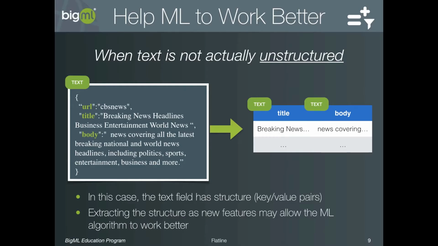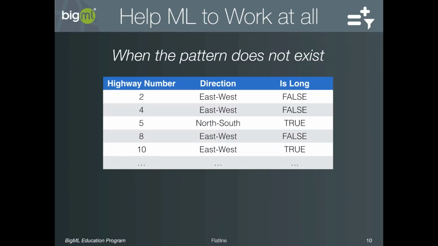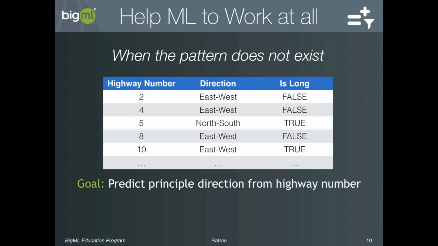And so we saw in that demo that by engineering these new features that extract the structure from the boilerplate field, we can improve the model. So with feature engineering, we help machine learning algorithms to work better. But what about this idea that sometimes we need feature engineering to make machine learning work at all? Let's consider a data set of US highways where we have the highway number, a field that indicates the primary direction of that highway, either north, south, or east, west, and another field which indicates if each highway is long or not. What would happen if we use this data set to try to predict the principal direction of a highway based on the highway number and the length?